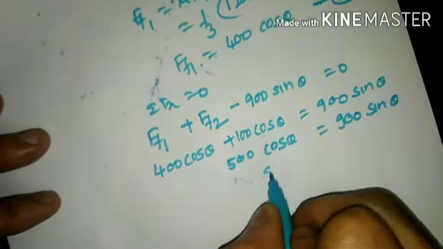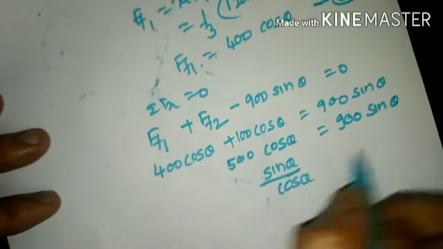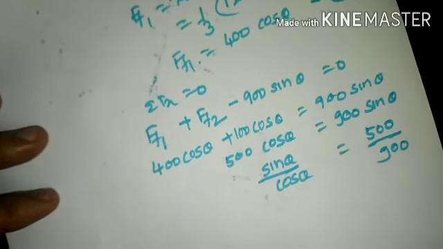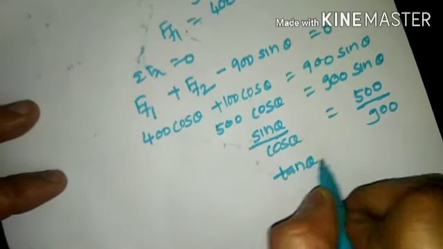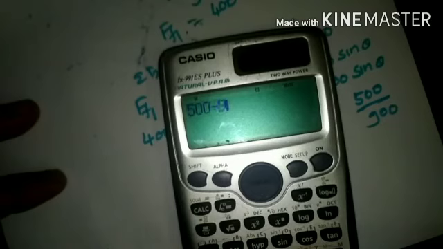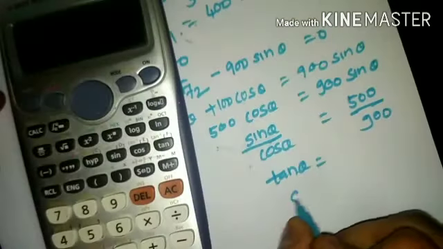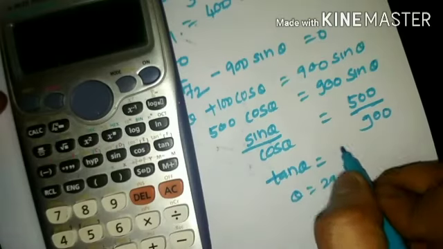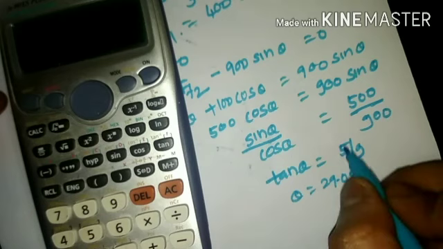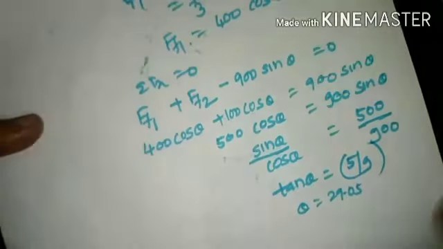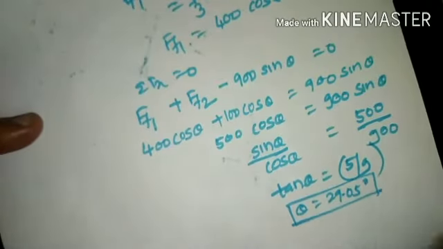So sin of theta divided by cos of theta will be 500 divided by 900. So sin of theta by cos of theta will be tan of theta, which is equal to 500 divided by 900. So 500 divided by 900 comes out to 5 by 9, shift tan inverse. So angle theta will come out to 29.05. So tan inverse of 5 by 9 comes out to 29.05. So this is the inclination theta. That is what has been asked.